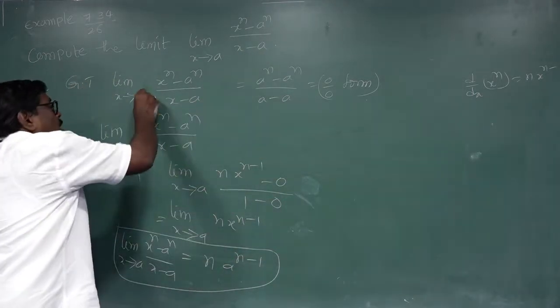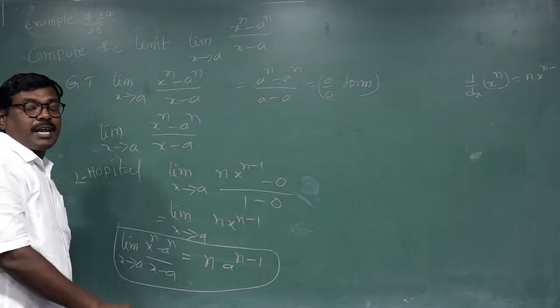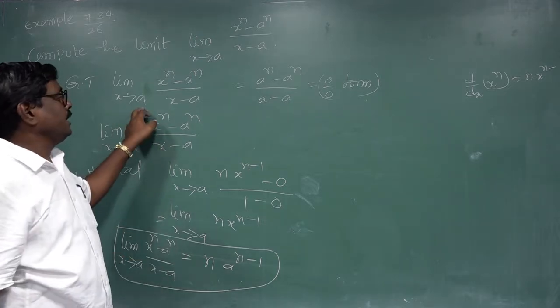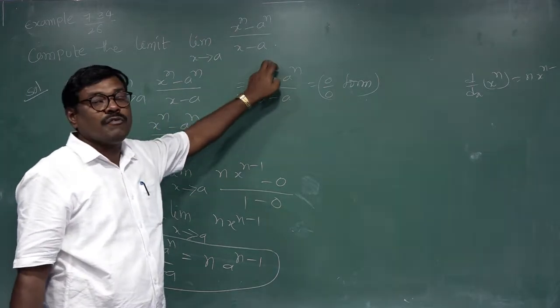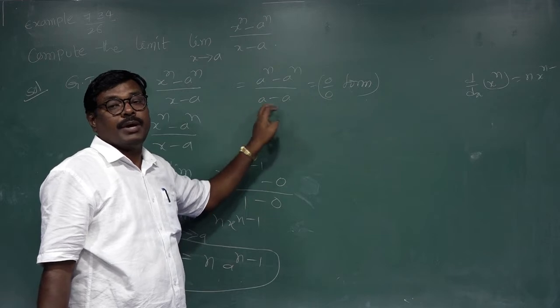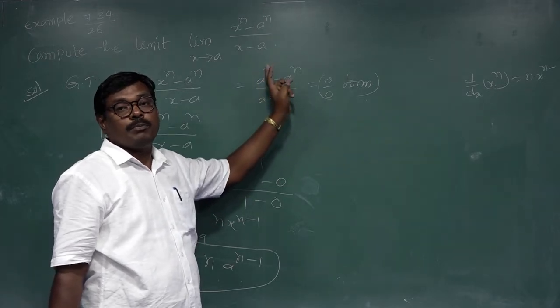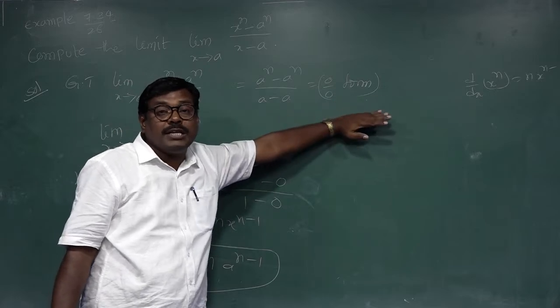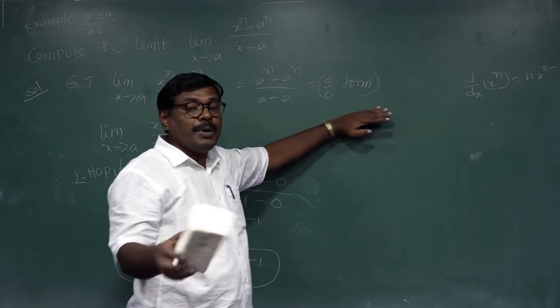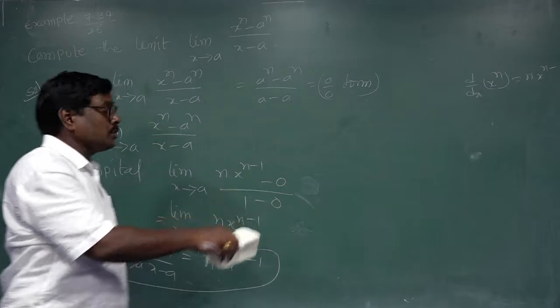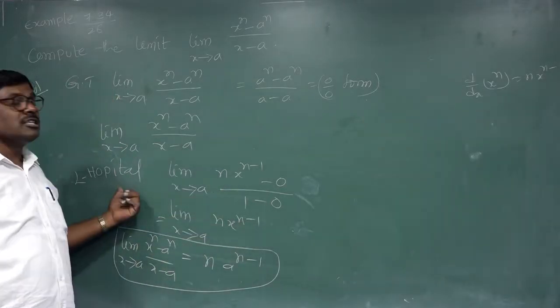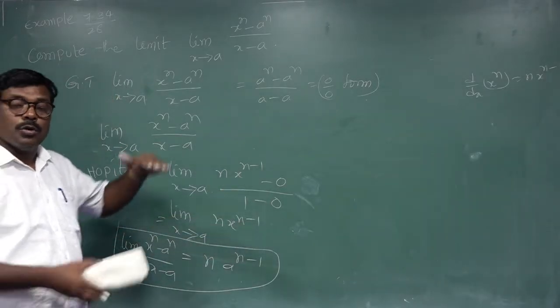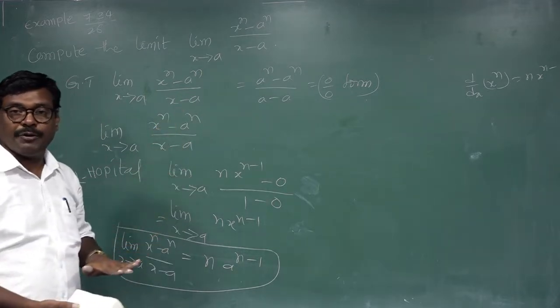First, direct substitution: x is replaced by a, giving (a^n minus a^n) by (a minus a), which is 0 by 0, an indeterminate form. Next we use the L'Hospital rule: numerator derivative, denominator derivative.